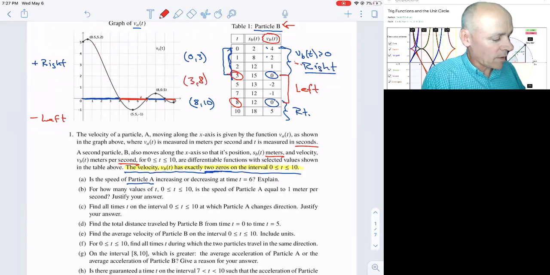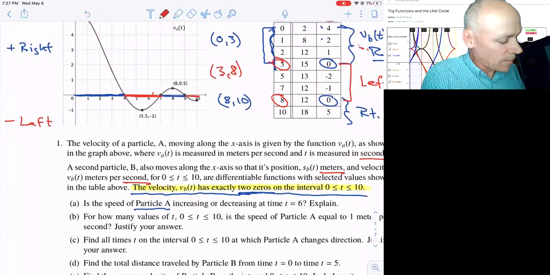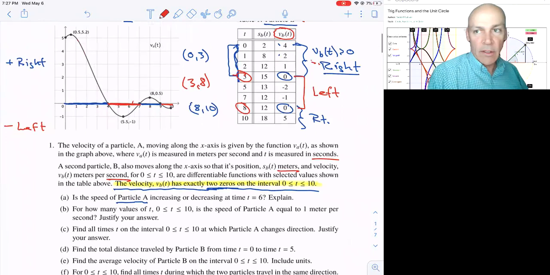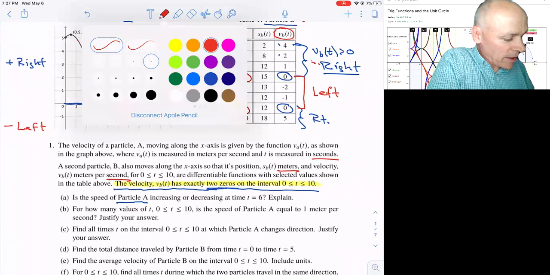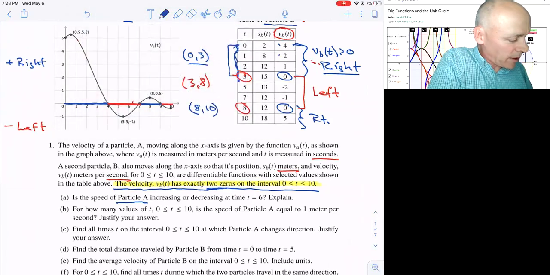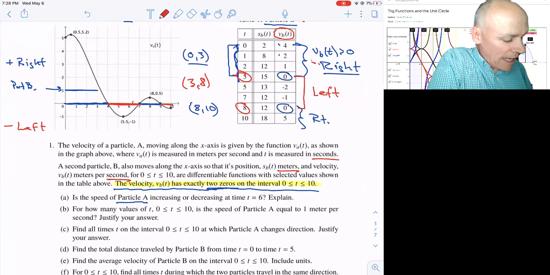Okay, well, here's what I'm going to do. On the graph, I'm just using the graph of the velocity of A for a number line purpose. And so right here on y equals 1, I'm going to show what I've got here. So from 0 to 3, I'm putting that blue line that indicates this is particle B right here. Okay, and then it's going to change. It's going to be red from 3 to 8.